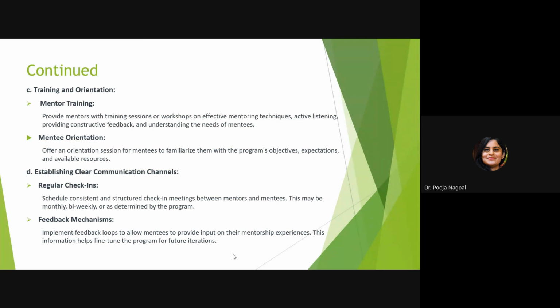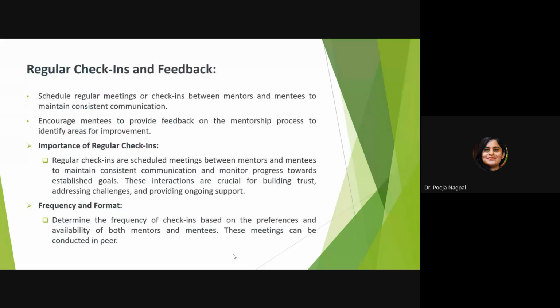The feedback mechanism depends upon your mentee. The feedback mechanism is basically two-way. We are asking for feedback from the mentors also, and we are asking for feedback from the mentees also. So, regular check-ins and feedback.